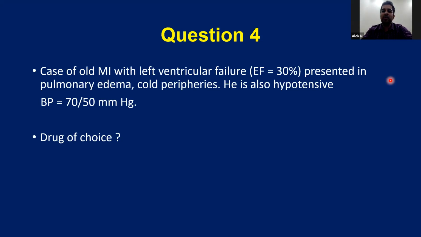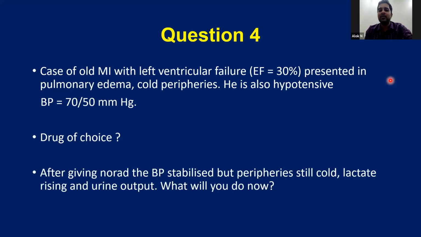Okay, I think a few people have answered. For most shock states, NORAD is the drug of choice. Whenever you have hypotension, whatever the shock is, you can safely say you'll start NORAD. This is a patient who has ventricular failure also, and shock is most likely because of an MI. So you will add on another drug to improve the LV function.